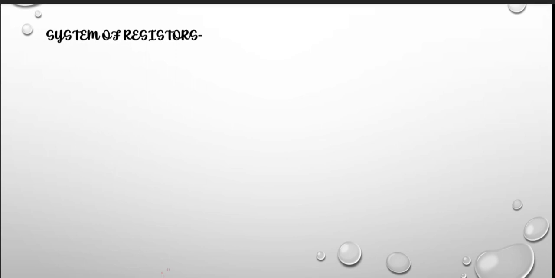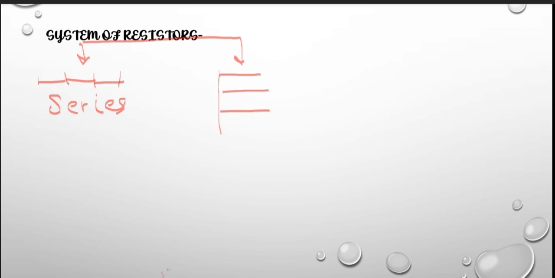Now, system of resistance. Students, in system of resistance, we have two types. When the resistances are connected one after another, we say that the connection is a series connection. And if both the ends of the resistors are connected to one point only, then we say the connection is parallel. Clear? We will discuss both these things one by one.